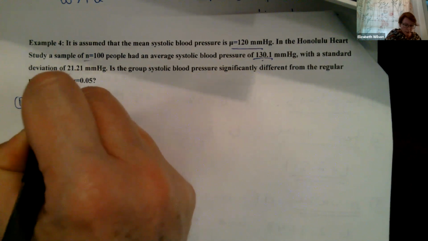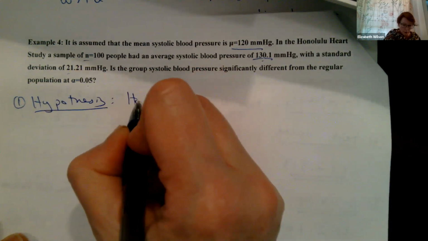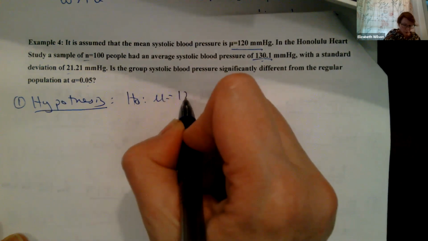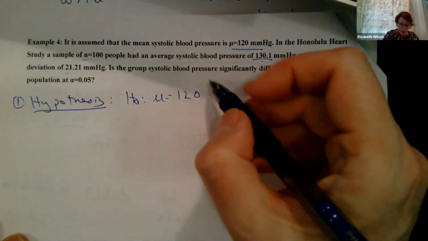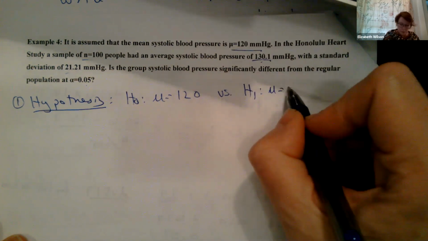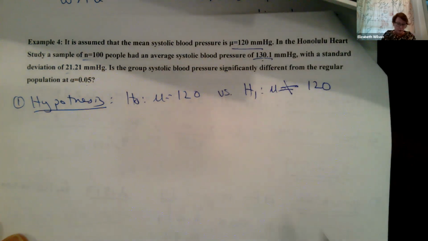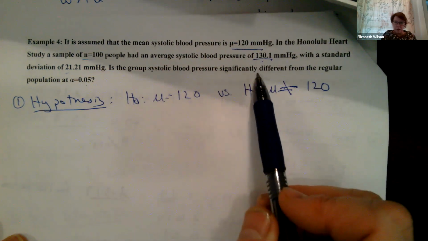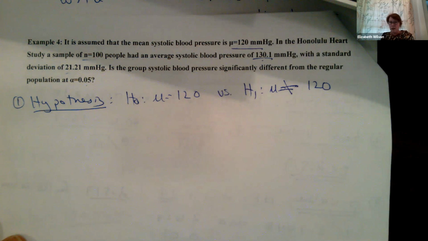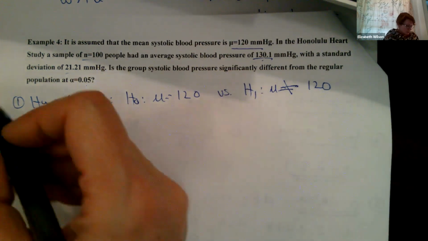So our hypothesis is this. We have our null hypothesis that our mean is equal to 120. That comes from our general population, versus our alternative hypothesis that the mean is not equal to 120. They said, is it different, significantly different? They don't say, is it greater than, is it less than? They say, is it different, which means we're dealing with a two-tailed test.